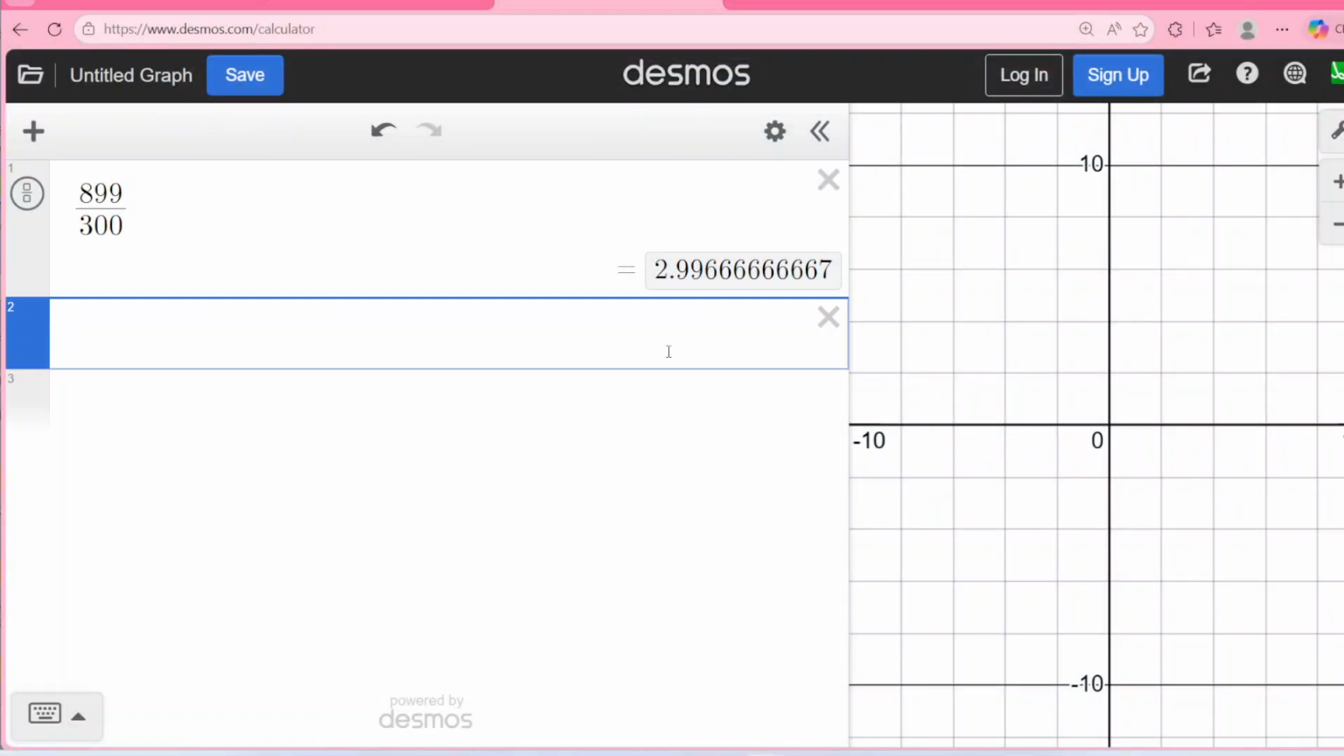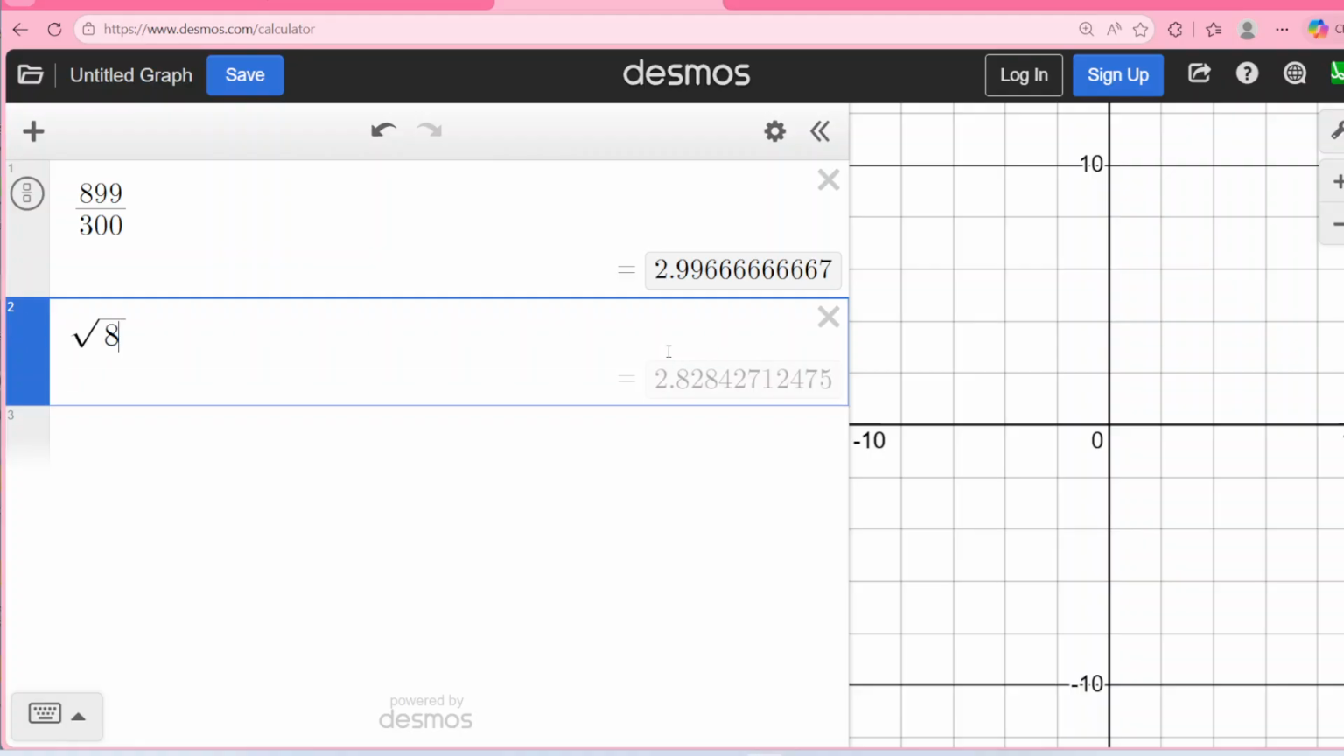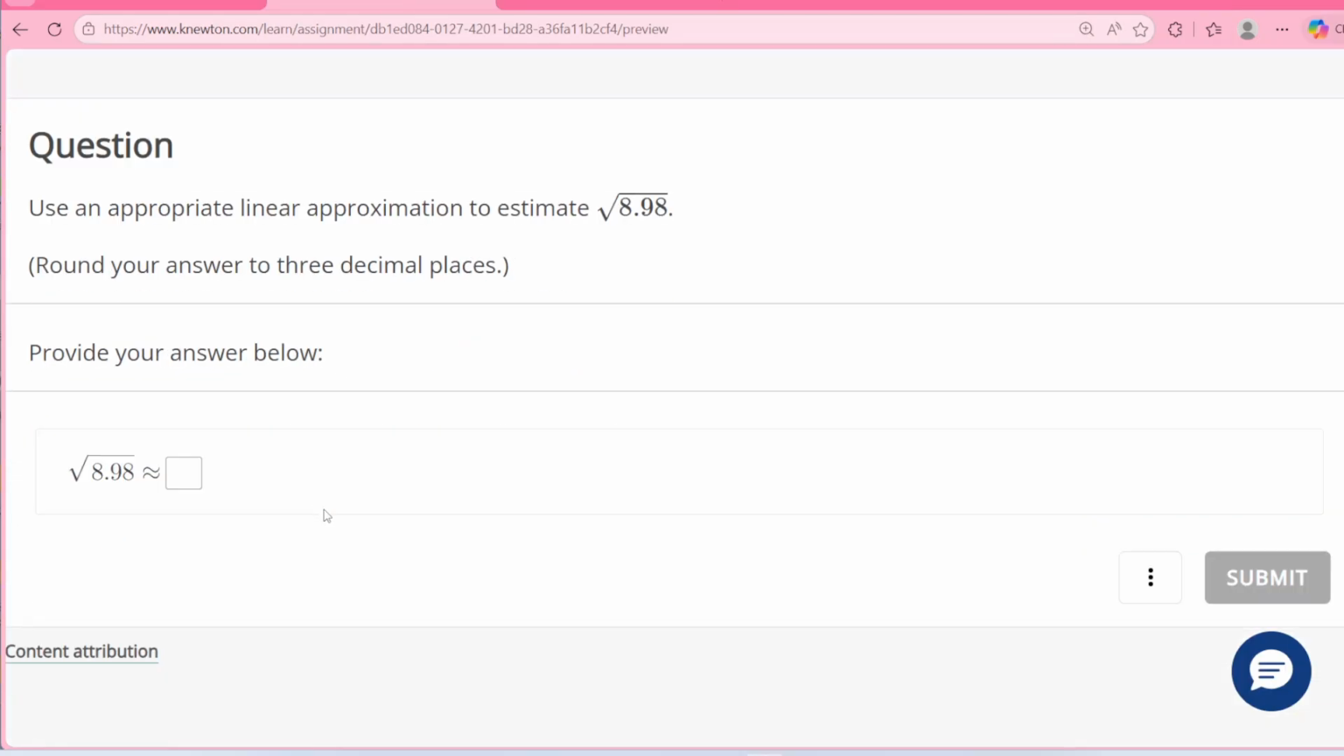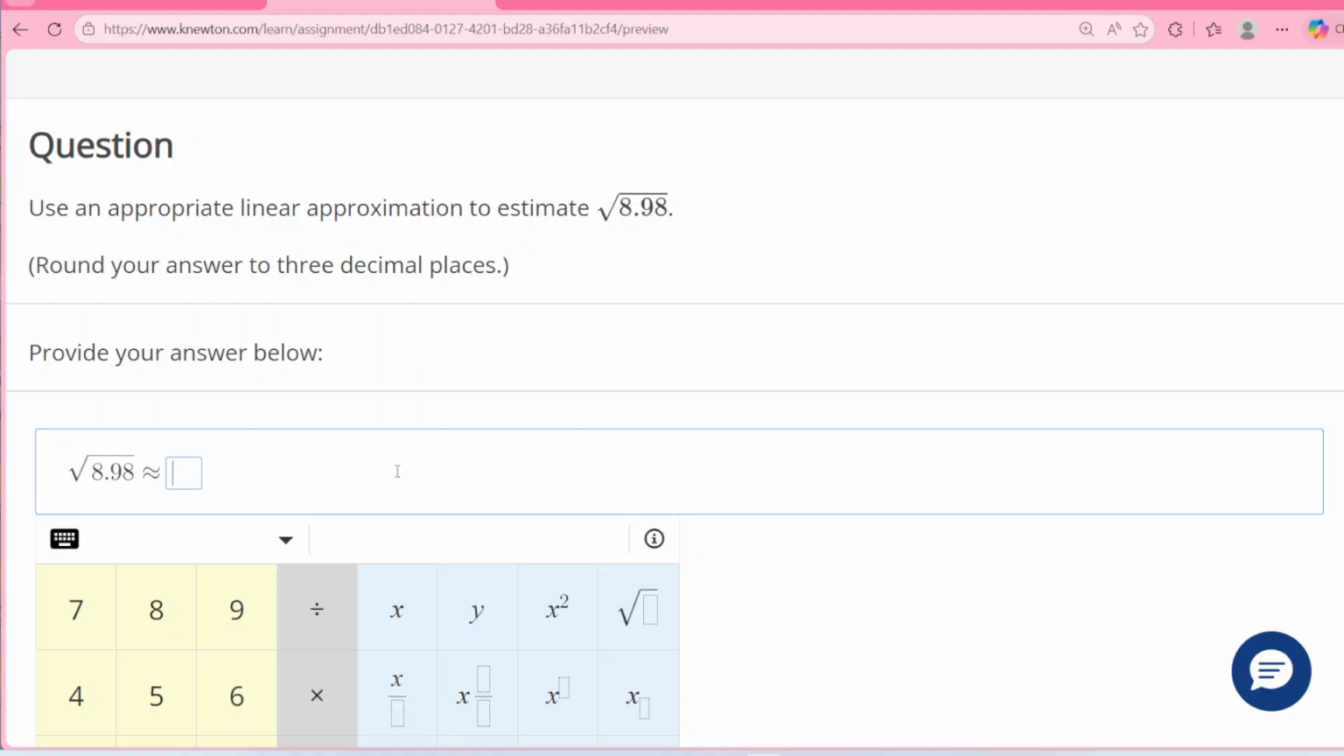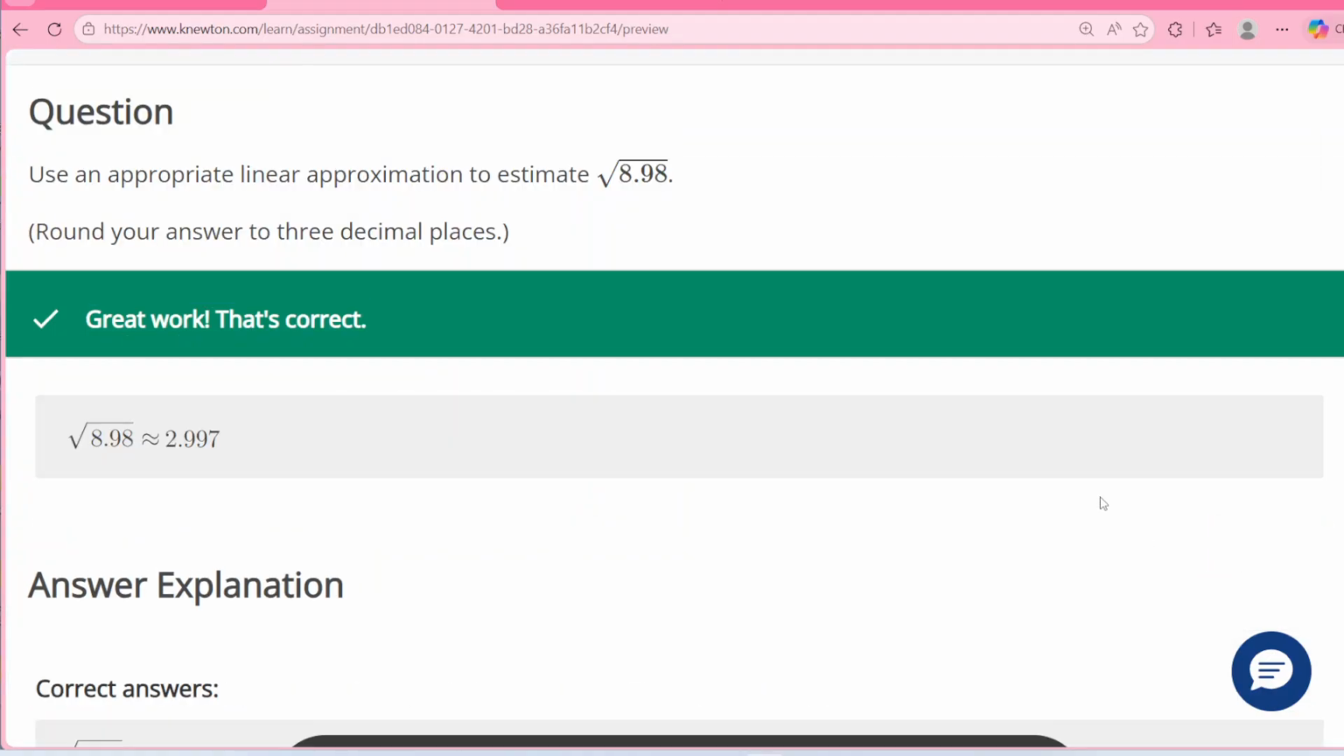It should be reasonably good if we're close to 9. So remember they wanted the square root of 8.98. And look, yeah, that is pretty good, right? This would be 2.9966. They're very, very close to each other. So our value on the tangent line at 8.98 is very close to the value on the square root function at 8.98. So yeah, I'm entering that approximation rounded to 3 decimal places, 2.997. Great.